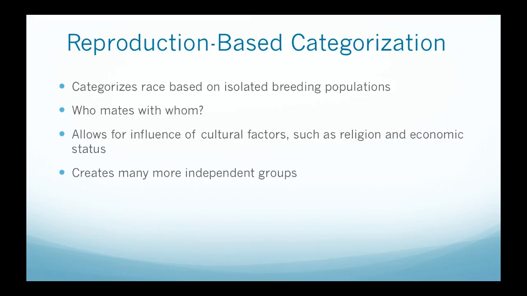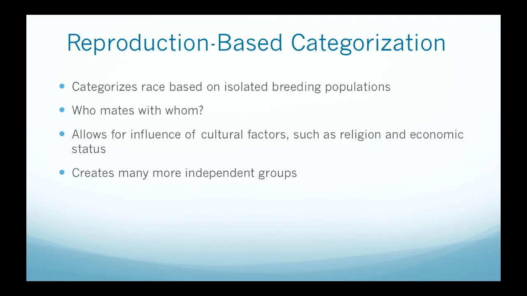The next way we can categorize race is based on reproduction. This categorizes race by isolated breeding populations, essentially who mates with whom. The benefit is that it allows for the influence of cultural factors such as religion and economic status. So it allows for things that would influence who you would choose to mate with or who you would be allowed to mate with to influence racial categories.